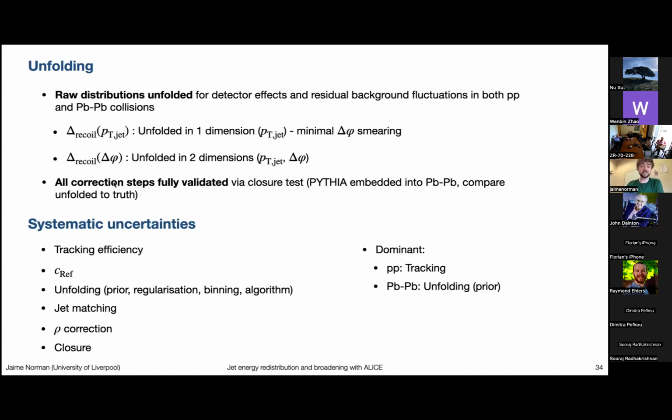And all correction steps are fully validated via a closure test where we run this full analysis chain on Pythia jets that are embedded into a lead-lead background, where we can compare the unfolded result to what we expect from the truth. And then I list the systematic uncertainty sources that we consider here. I can just mention in proton-proton collisions, the dominant uncertainty sources are due to tracking, and in lead-lead due to the unfolding.